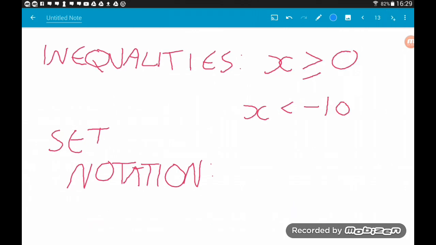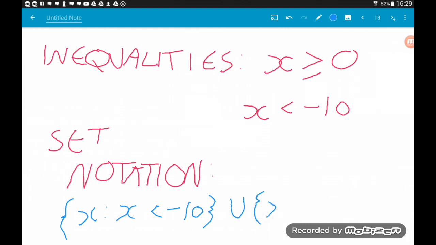And then we've got one final example where we've got x is greater than or equal to 0, or x is less than -10. In set notation, we can say x is such that x is less than -10, or so union, x is such that x is greater than or equal to 0.